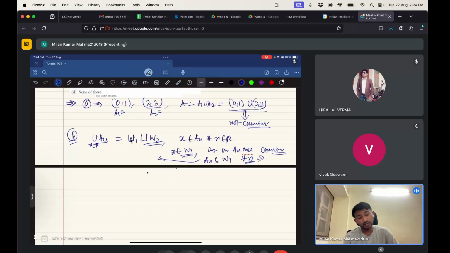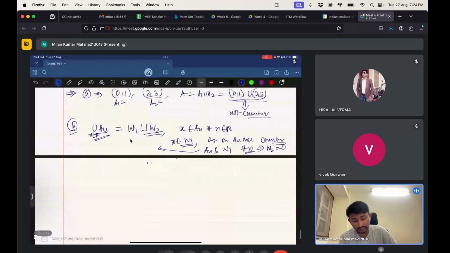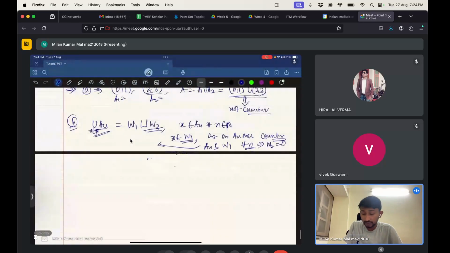That implies that W2 is equal to empty, because all the An are contained in W1. So W2 is necessarily empty. Okay, so B is correct, and similarly C will be correct. How? I think this is written even here also.